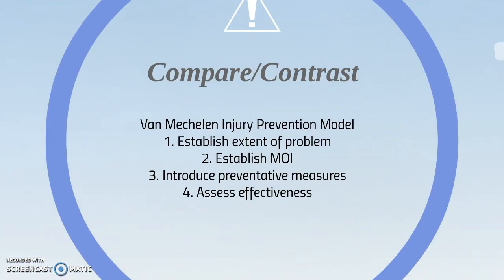So to compare and contrast, the Van Mechelen injury prevention model was 1, to establish extent of the problem, 2, to establish the MOI, 3, to introduce preventive measures, and 4, to assess the effectiveness.